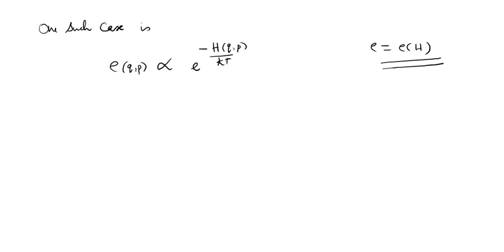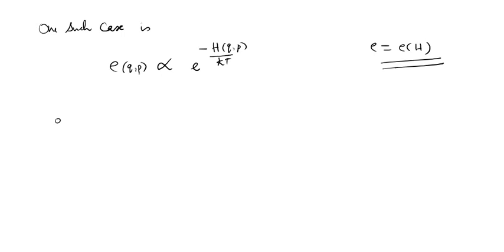There can be several ways of rho being a function of H. Rho can be a linear function of H, an exponential function of H, or a logarithmic function of H. Here we are taking one special case where rho is an exponential function of H. The case is rho proportional to e raised to minus H by kT, where k is the Boltzmann constant and T is the absolute temperature.